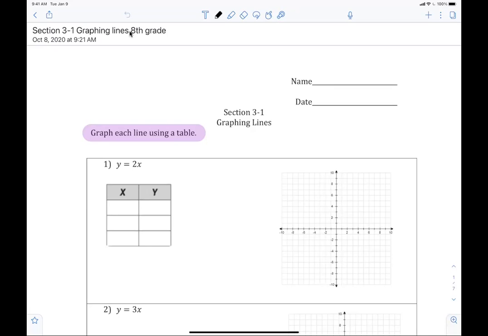All right. So here we go with question number 1. Now, the first thing we're going to do is graph using tables.